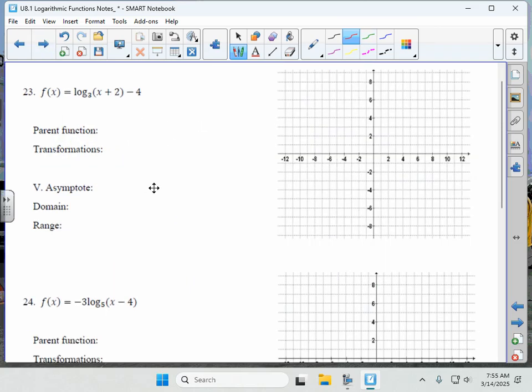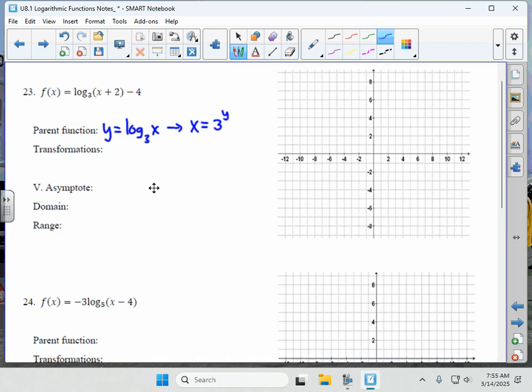All right, 23. Our parent function is going to be y equals log base 3 of x. That's how we start it. But we're not going to actually graph this as a log. We're going to graph it as an exponential. The exponential form is 3 to the y power equals x, or x equals 3 to the y power.